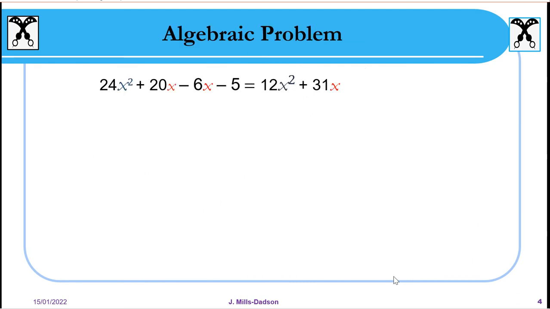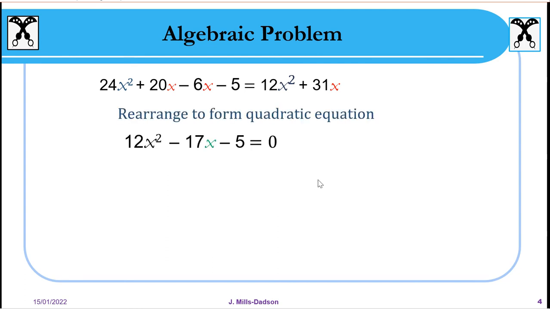Now from here, I have to regroup all to one side and make it into a quadratic equation. And if you do the arrangement, that's what you're going to have. 24x squared minus 12x squared will give you 12x squared. You have 20x minus 6x, that will give you 14x, and you're bringing 31x to take away. So 14 minus 31 is negative 17. That's why we have negative 17x. Then minus 5, all equal to 0.